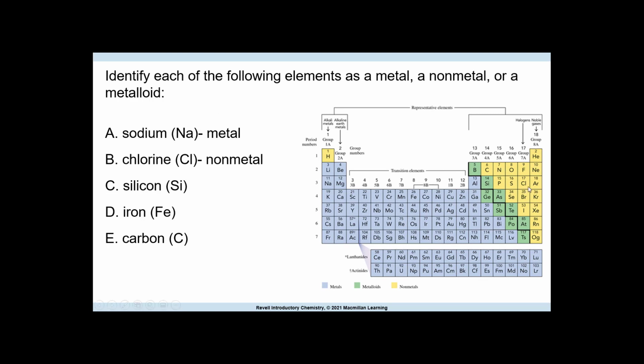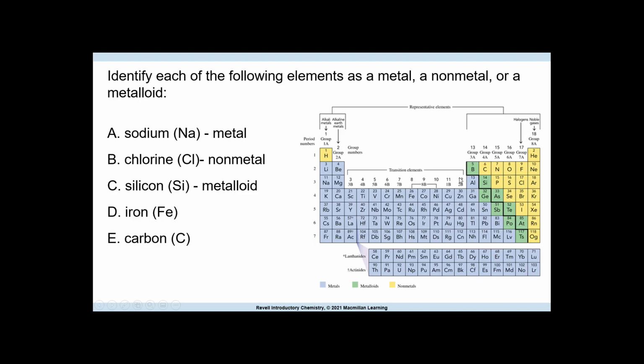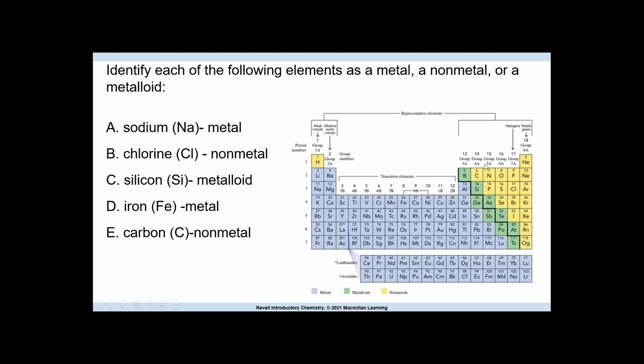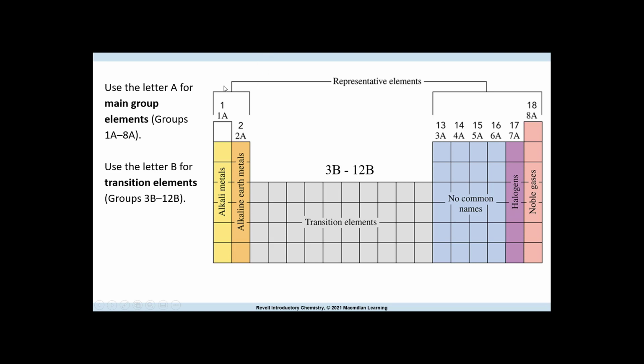Where is it at? It's atomic number 17. Silicon is a metalloid. It is number 14. Iron, I've already pointed out, is 26. It's a metal. And carbon is a nonmetal. It is here. It is number 6. All right. So one more thing we have to learn.